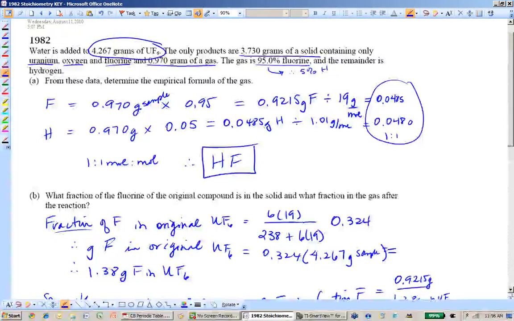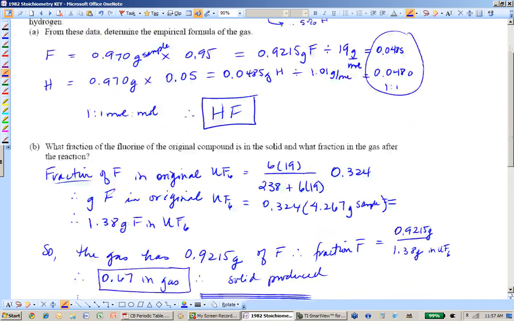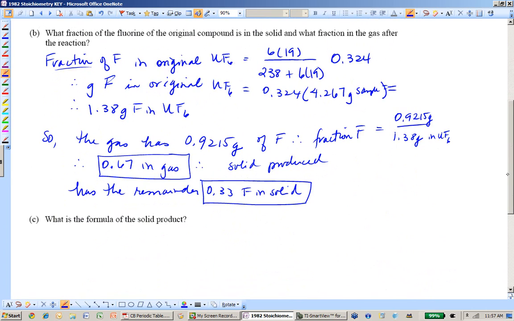The authors, and I used to be one, have been instructed to write a logical problem that follows a logical chemical problem-solving process that's taught in most textbooks across this country as well as others. So the first thing we did was take our grams of sample and multiply it by the 95% for fluorine, and the 5% remaining, since that has to add to 100%, was H. We turned both of those into moles, got a mole-to-mole ratio, and determined that the empirical formula is HF. We'll probably have to use that later. Then they wanted to know what fraction of the fluorine of the original compound is in the solid and what fraction in the gas after the reaction. To do that, it's best to know the amount of fluorine in the original UF6.